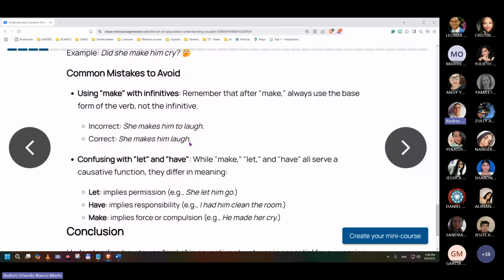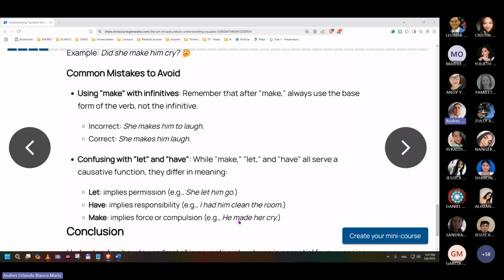Now, there are other verbs, let and have, that are causative verbs. While make, let, and have all serve a causative function, they differ in meaning. When I'm using let, it implies permission. She let him go. When I'm using have, it implies responsibility. I had him clean the room. And make, in this case, implies force or compulsion. He made her cry.